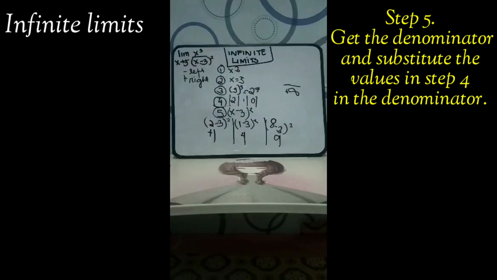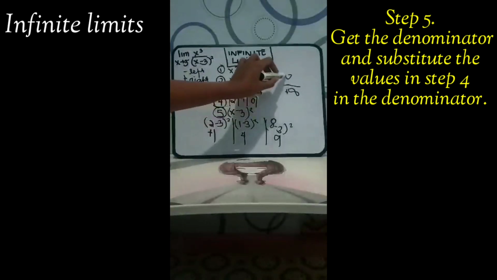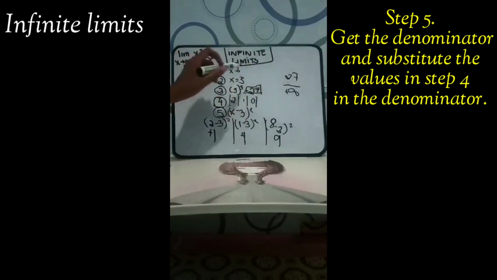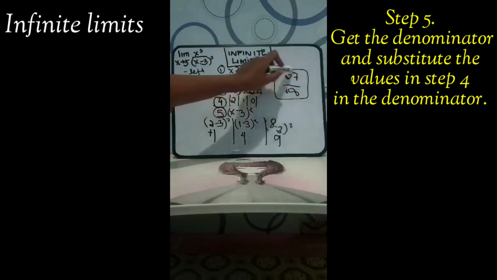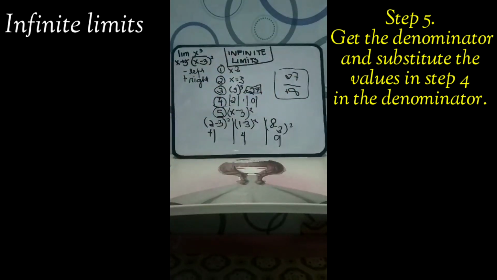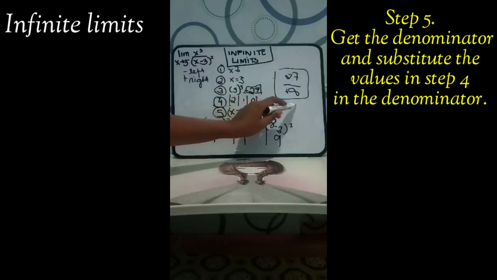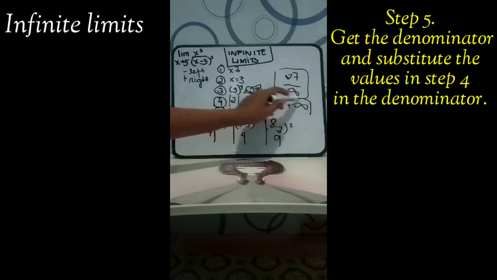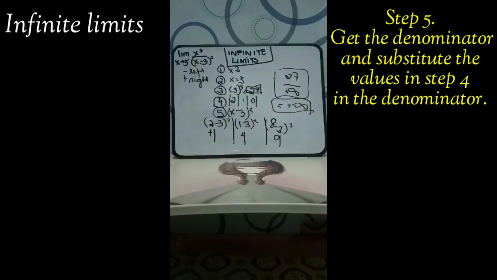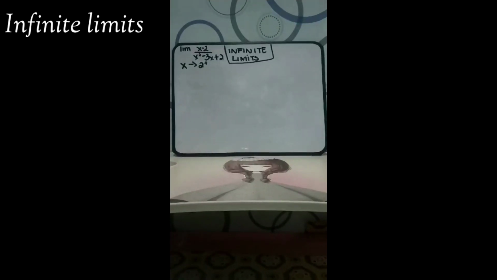Next naman natin ay kukunin natin yung kinuha natin na 27, si numerator. Siya na ang magiging numerator natin. 27 over positive infinite is equal to positive infinite. Magiging sagot, positive infinite. Tapos na tayo sa unang problem natin. Ngayon naman gagawin natin ay pangalawang problem.